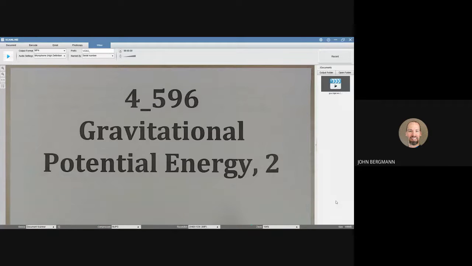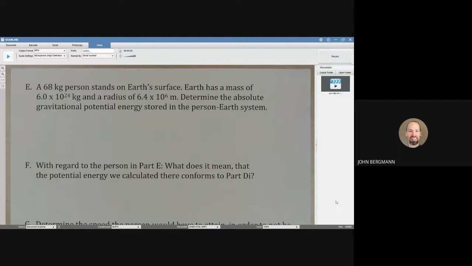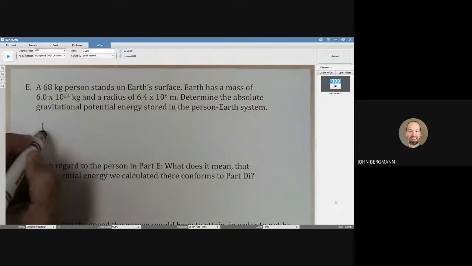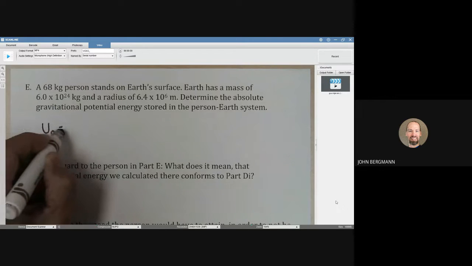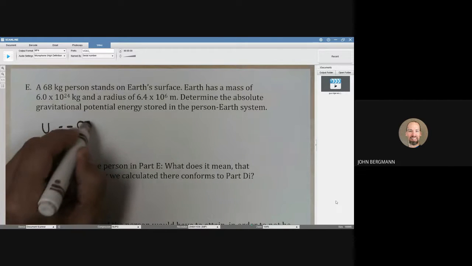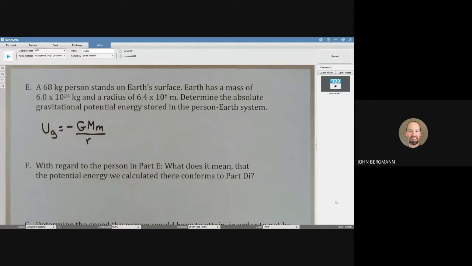Gravitational potential energy 2. A 68 kilogram person stands on Earth's surface. Earth has a mass of 6.0 times 10 to the 24th kilograms and a radius of 6.4 times 10 to the 6th meters. Determine the absolute gravitational potential energy stored in the person-Earth system. The absolute gravitational potential energy looks like that.